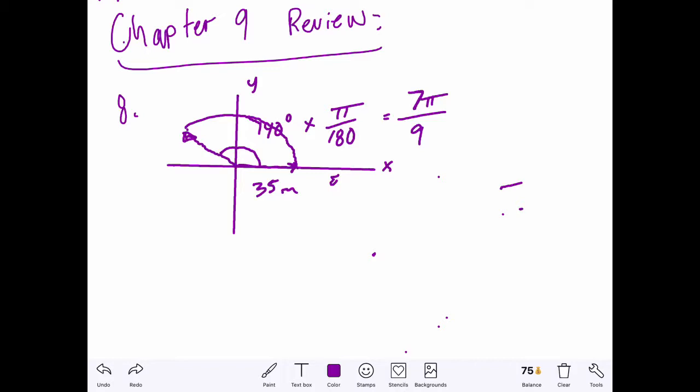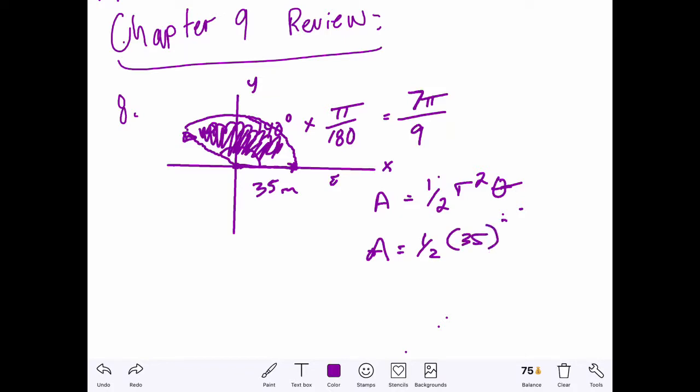Okay, and then our formula here is the area of a sector, so let me fill in the space that this sprinkler is watering here. That's 1/2 r squared theta. And r is our radius, and remember, if this is our center point, center to the edge is 35 meters. So we have 1/2 times 35 squared times theta of 7 pi over 9.